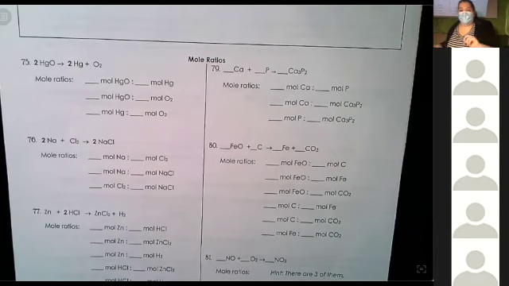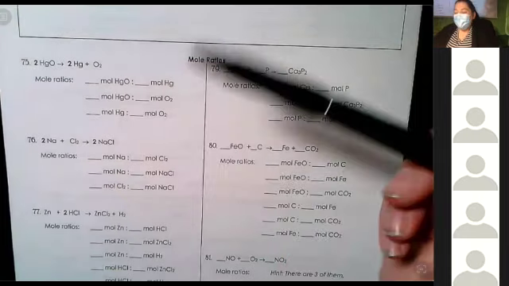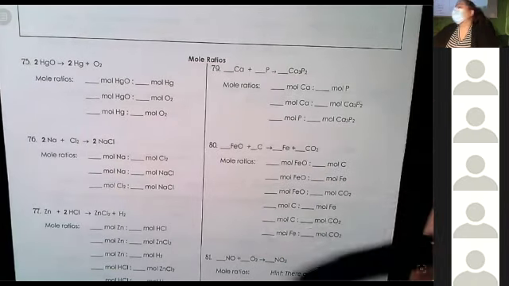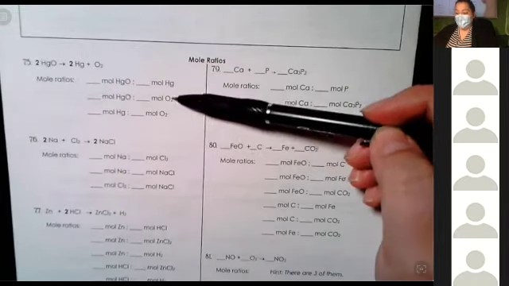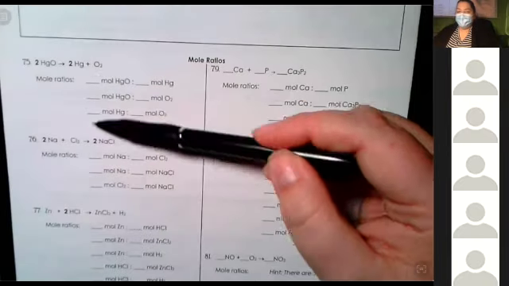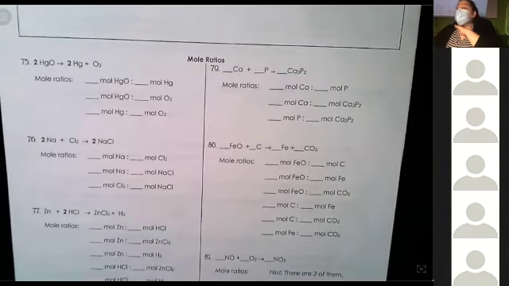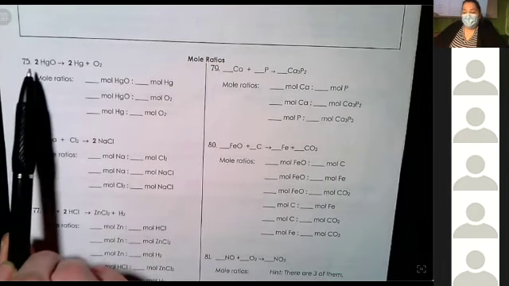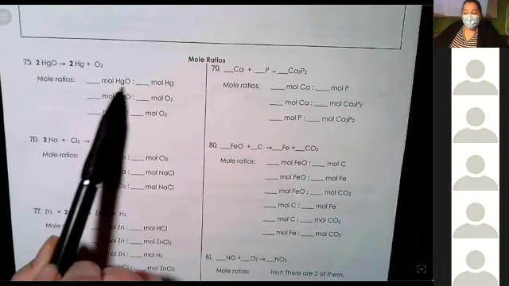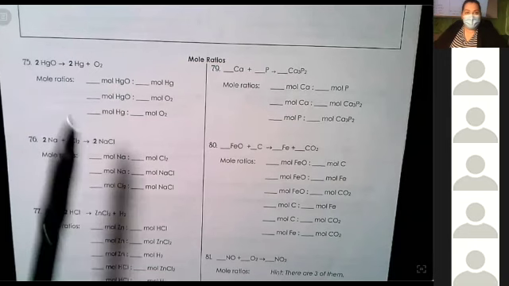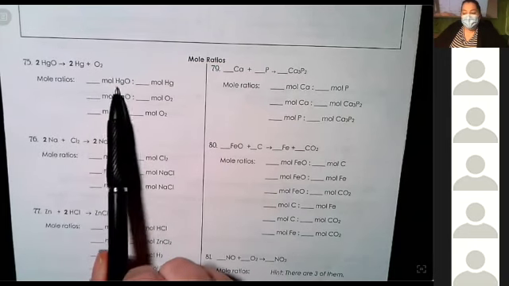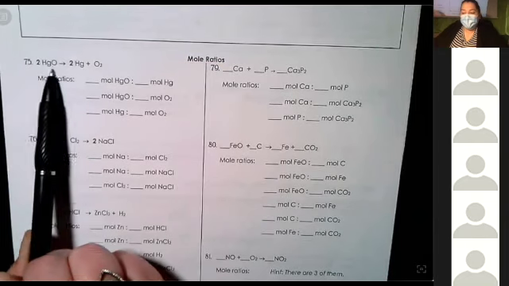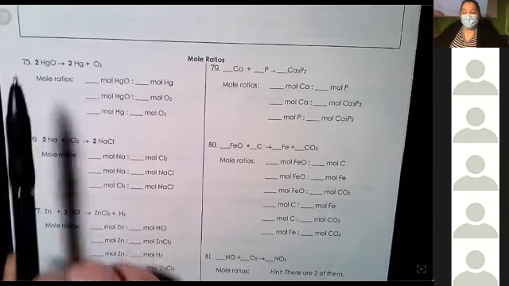No? Okay. Wonderful. So it's nice because the first couple of problems here that we're about to do, they list out the ratios for you. You just have to fill in the numbers. Do not overthink this. All you have to do, literally, all you have to do is look at the equation and pick out the number in front of that compound or that element and write it down. So if it says blank moles of HgO, you go and find HgO and then you write down the number that's in front of it, which is 2.